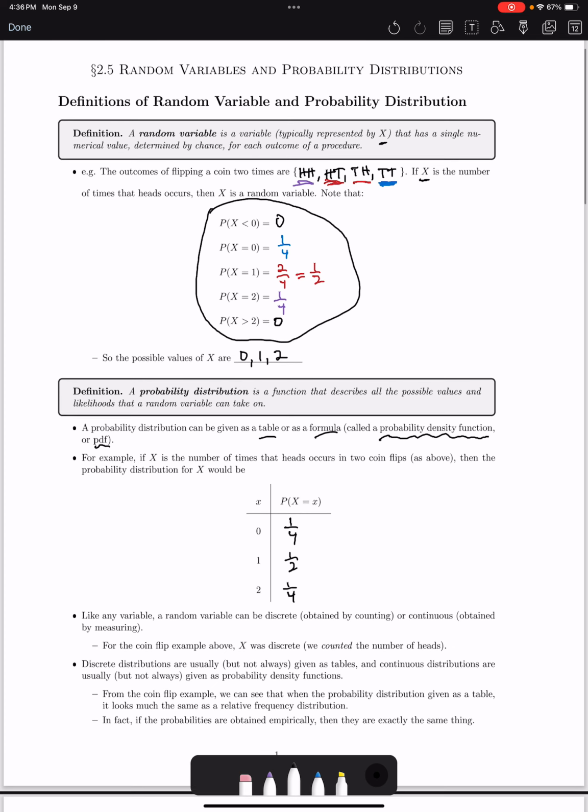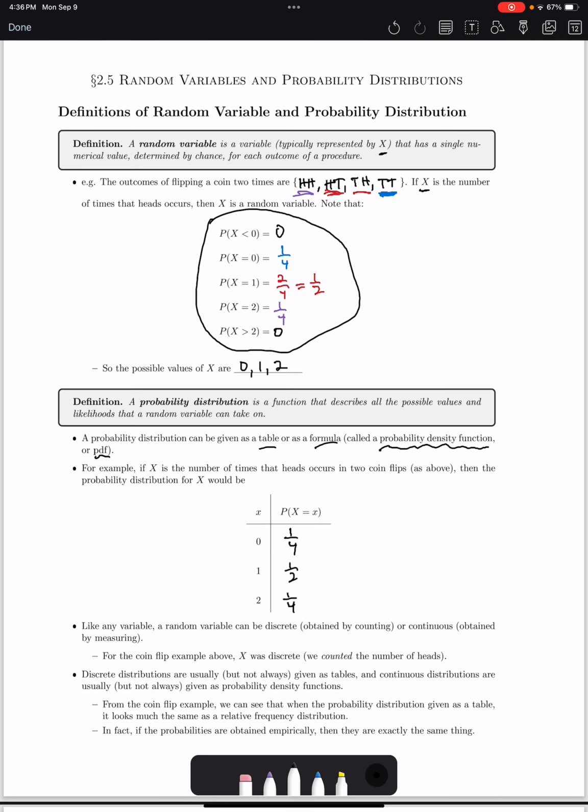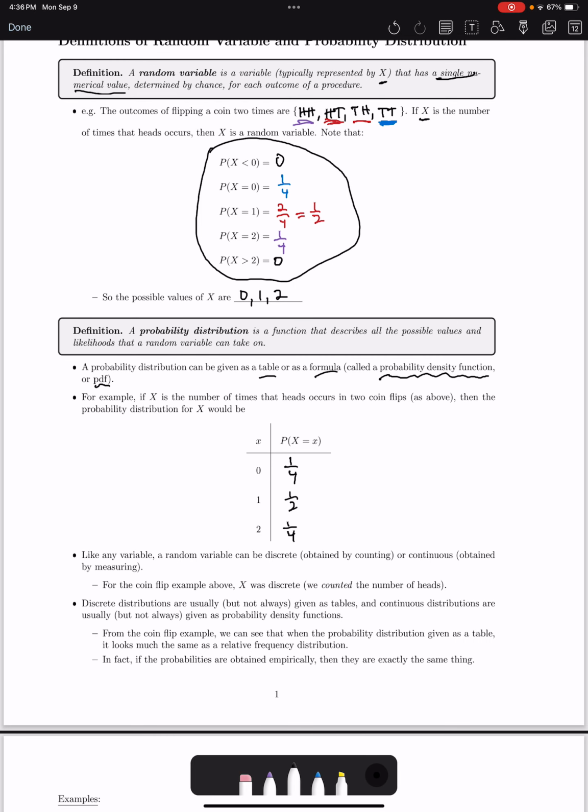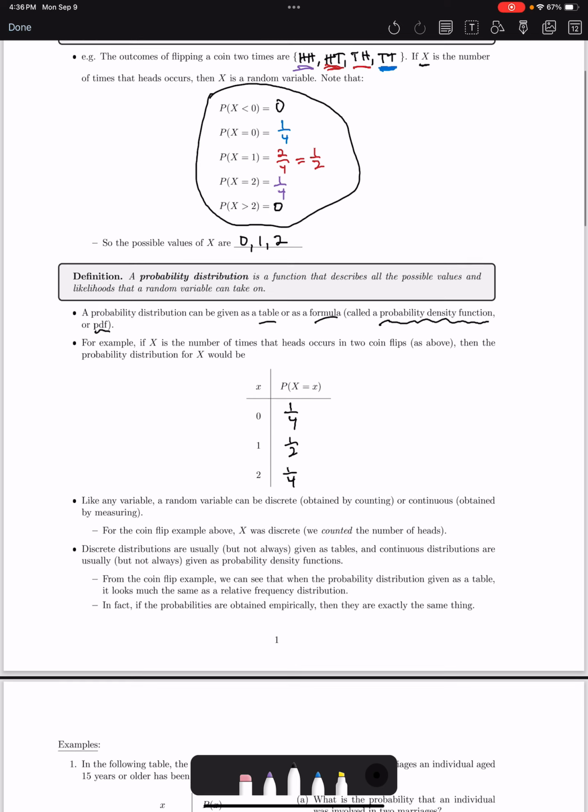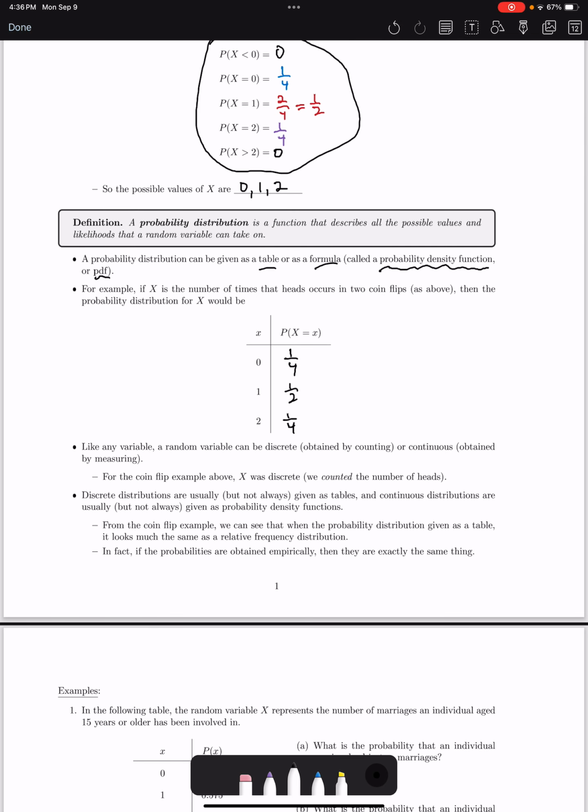Now, random variables are numerical, right? So X is going to be a single numerical value. And like any numerical variable, a random variable can be discrete, where we obtain the values by counting, or it could be continuous, where we obtain the values by measuring, right? So for the coin flip example, X was discrete. We counted the number of heads. Discrete distributions are usually given as tables, not always. Okay, and continuous distributions are usually given as PDFs, but not always.